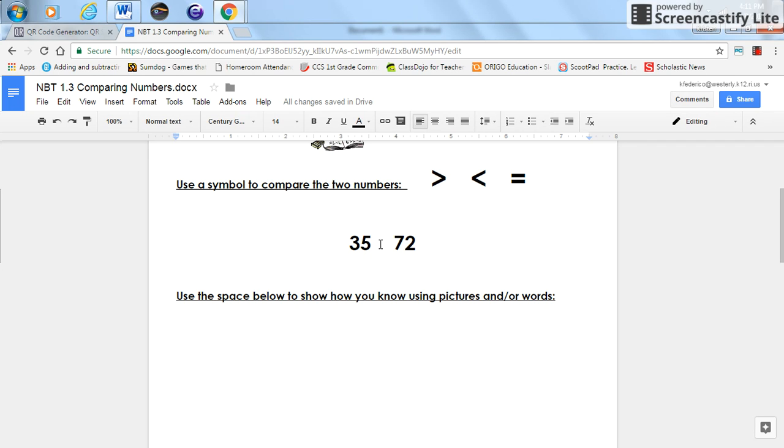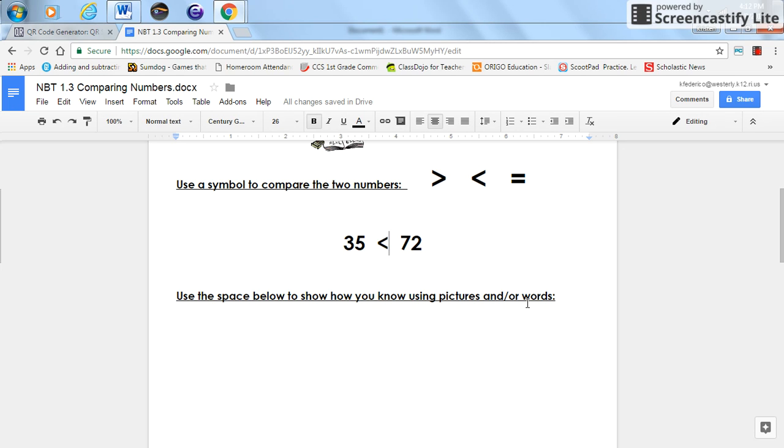And I remember that Ally the alligator likes to eat the bigger number. So I need to make sure that my symbol has the open mouth towards the number that's bigger, which is 72. So when I read this sentence, it says 35 is less than 72.